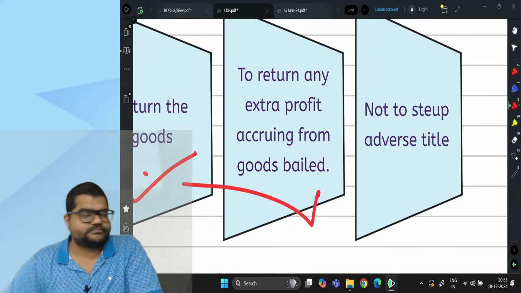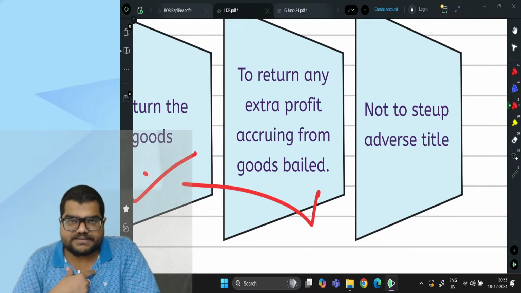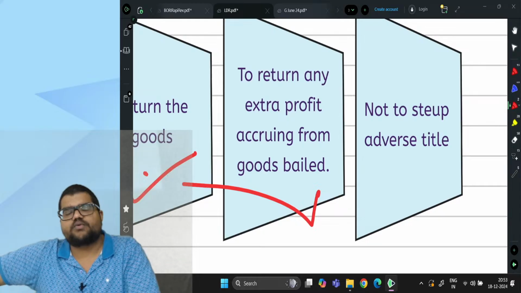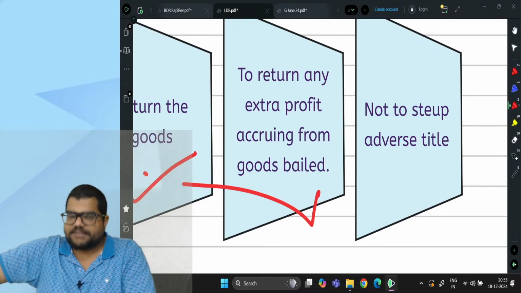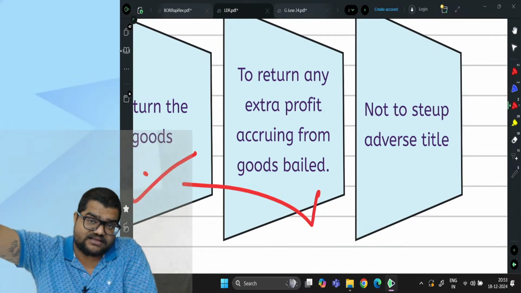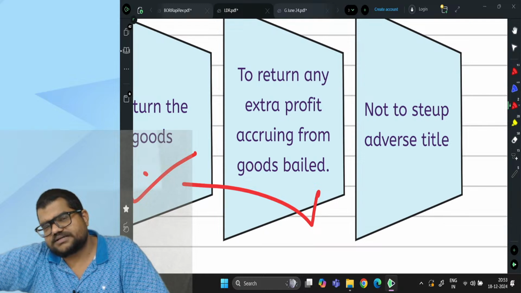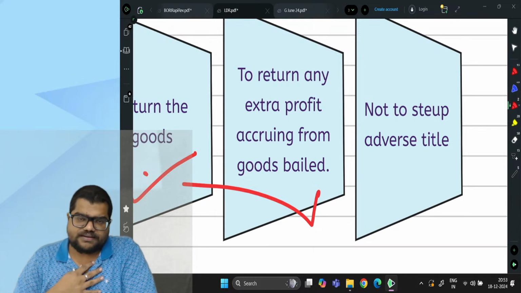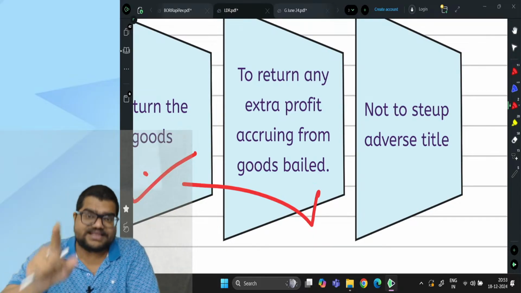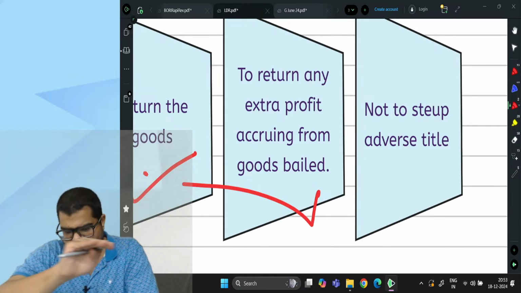Next one also easy. The book has given you an example that you as a bailor basically gave a cow to the bailee. Meanwhile, while the cow was with the bailee, the cow gave birth to a calf. It is so obvious, sir, that I will recover as a bailor from the bailee the cow as well as the calf. Very simple.